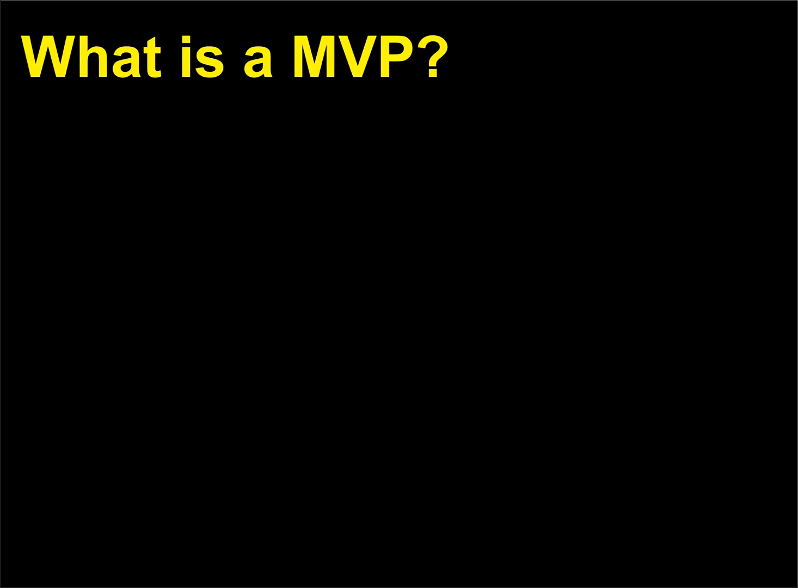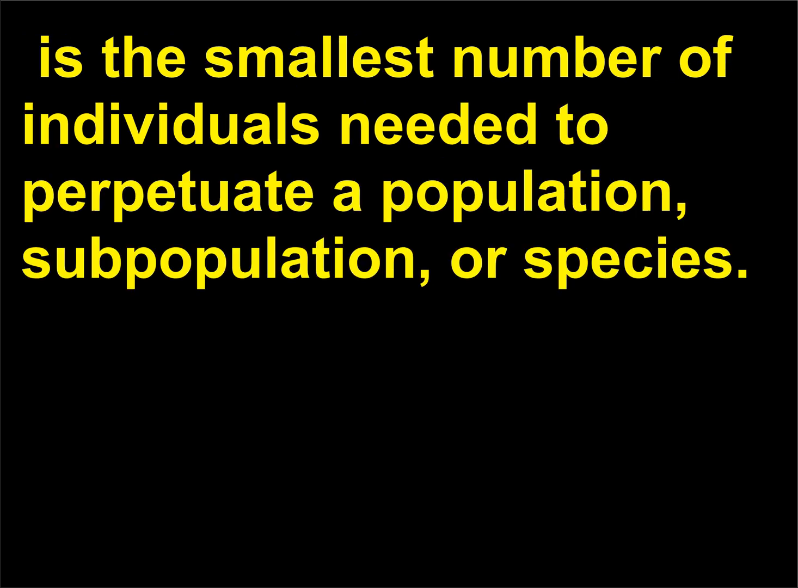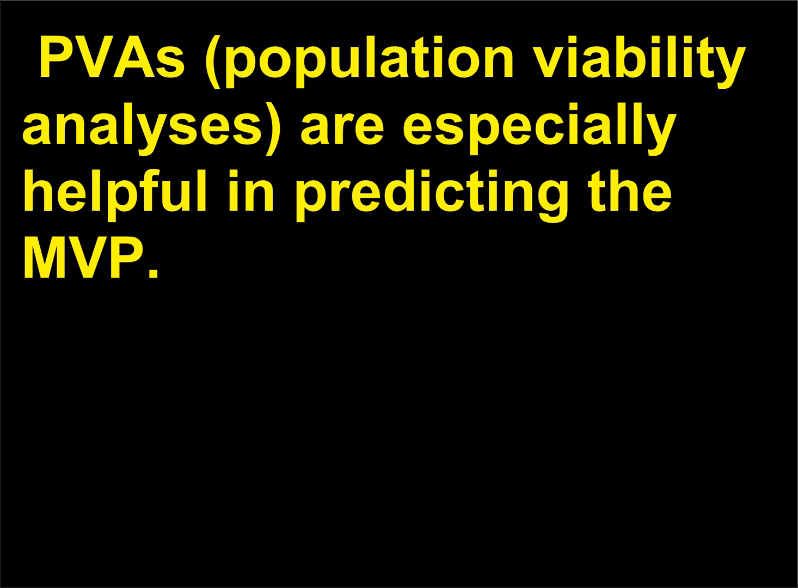What is an MVP? The MVP, minimum viable population size, is the smallest number of individuals needed to perpetuate a population, subpopulation, or species. PVAs, population viability analyses, are especially helpful in predicting the MVP.